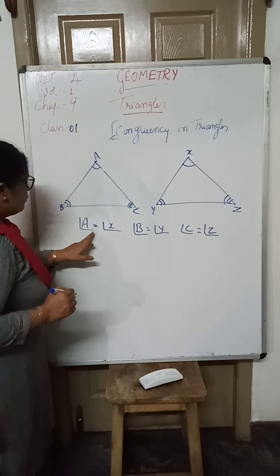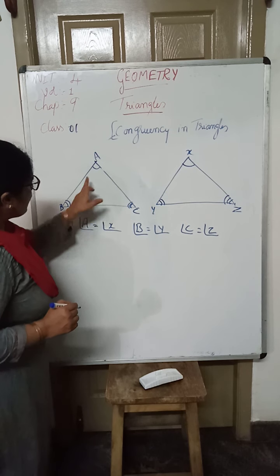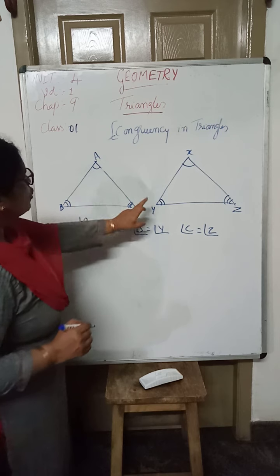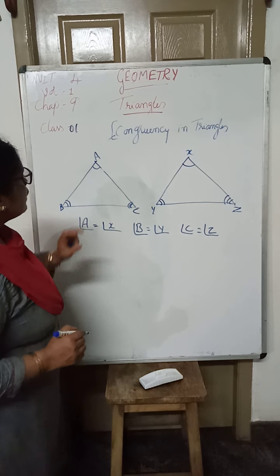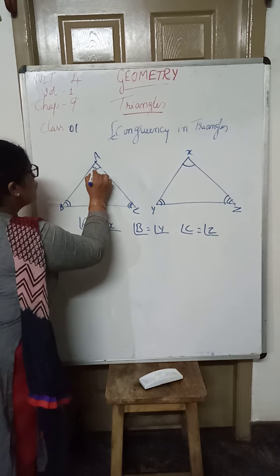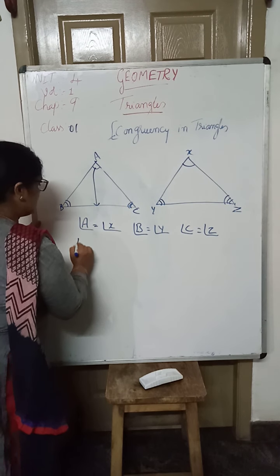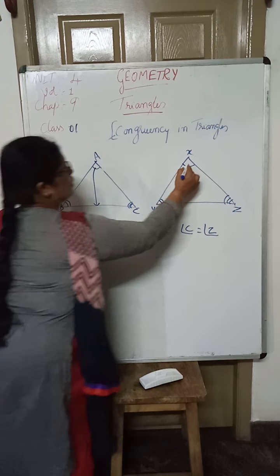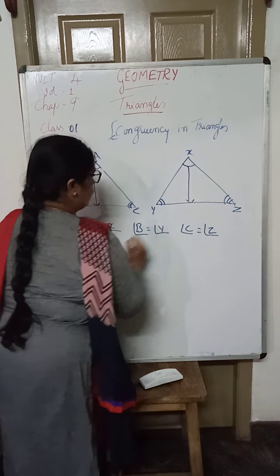Now, these three angles of this triangle: A is equal to X, B is equal to Y, C is equal to Z. Then its corresponding sides are also equal. That means opposite to A, BC will be equal to the side opposite to X, that is YZ.